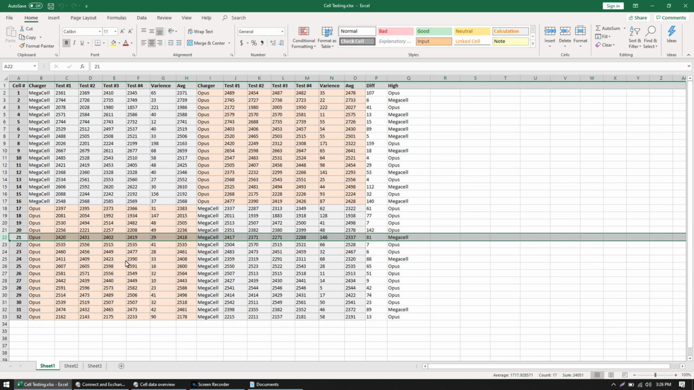I'm not really sure why that is. It looks like the cell degraded on each test, so it started out at 2420, and by the end of the test, it was at 2288.